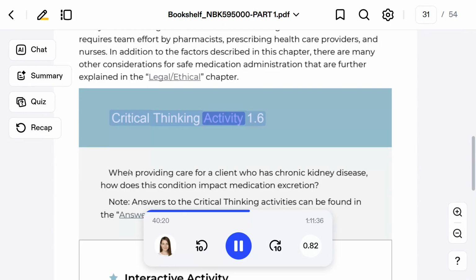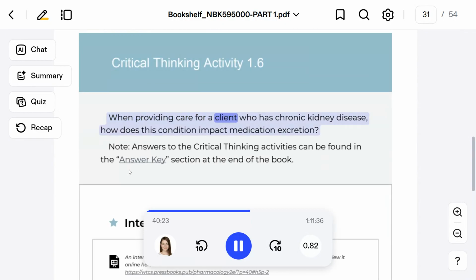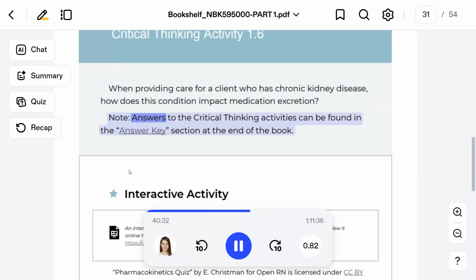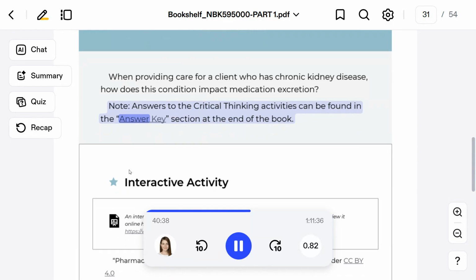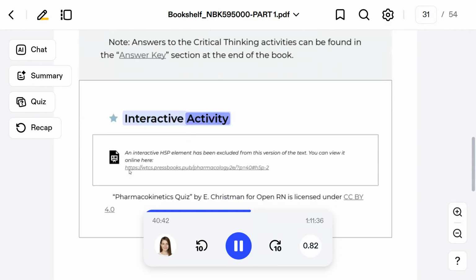Critical Thinking Activity 1.6. When providing care for a client who has chronic kidney disease, how does this condition impact medication excretion? Note: answers to the critical thinking activities can be found in the answer key section at the end of the book.